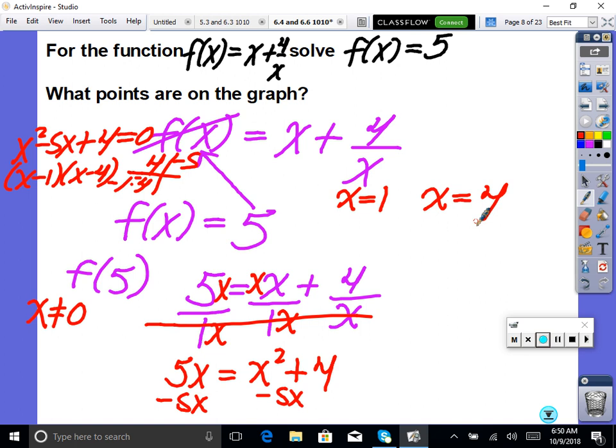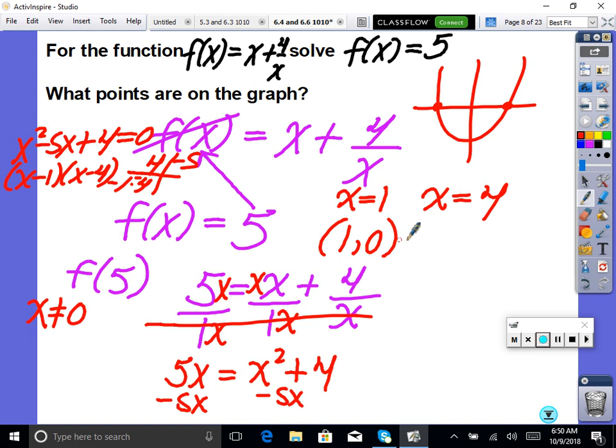Now it says, what are the points on the graph? Now guys, when we solve quadratics, aren't we finding x-intercepts? So our y value will always be 0. So you'd say, okay, x was 1 and our y is 0. X is 4, our y is 0. So those are the xy points.